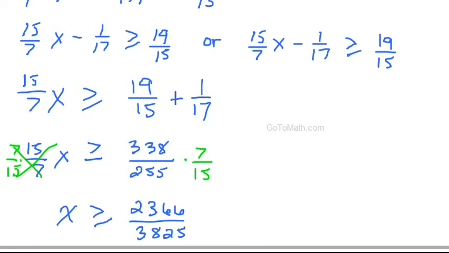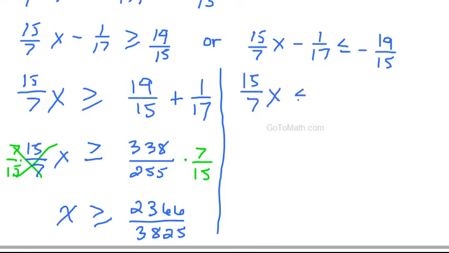I bet you guys were going, look, he's about to make a mistake. We want to flip that, and make that negative. I don't know why I didn't do that. Alright, and let's just put kind of a line divider here. Okay, so take that over to the other side. So we have 15 over 7x is less than or equal to negative 19 over 15 plus 1 over 17. So I'm going to let you figure that out. I hope I didn't make any mistakes here.